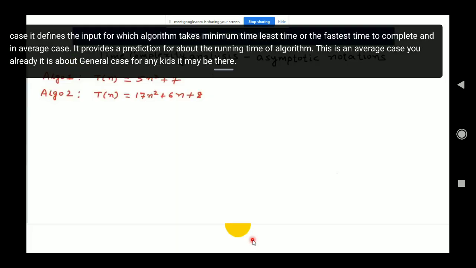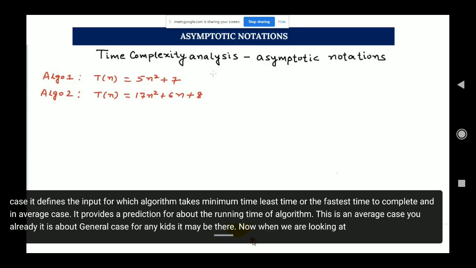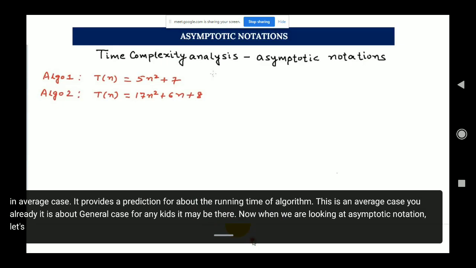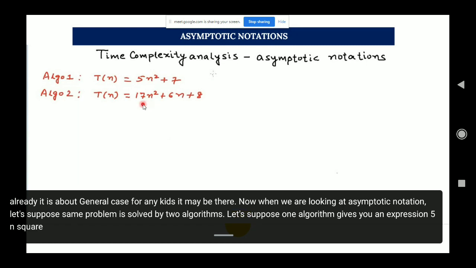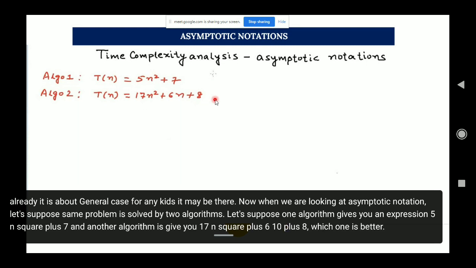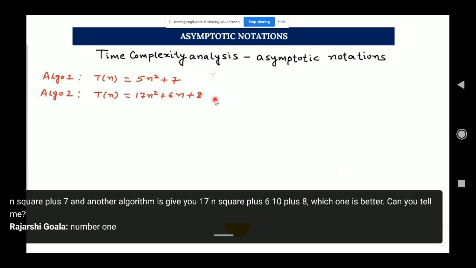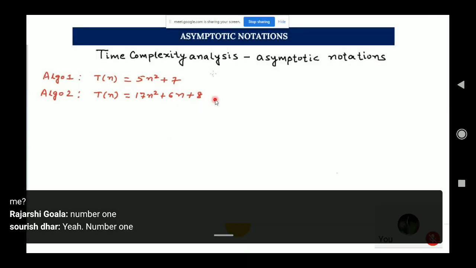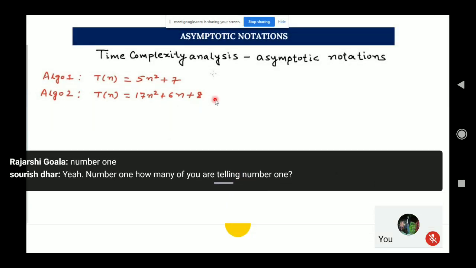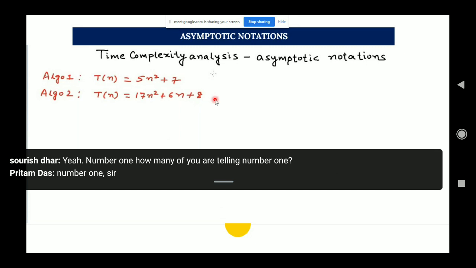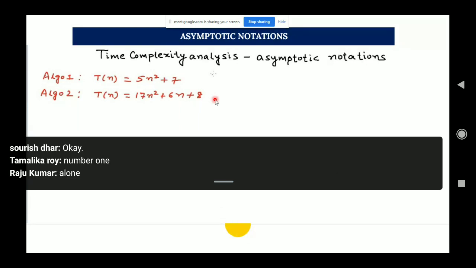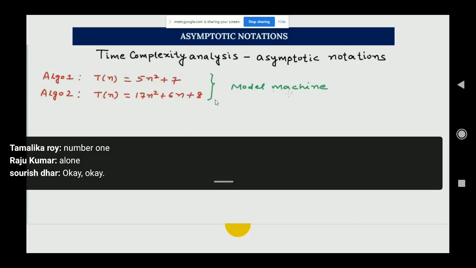Now, when we are looking at asymptotic notation, let's suppose the same problem is solved by two algorithms. One algorithm gives you an expression 5n squared plus 7 and another algorithm gives you 17n squared plus 6n plus 8. Which one is better? Can you tell me? The upper one. Number one. Okay, now you have decided.